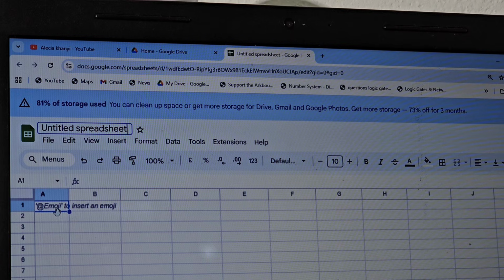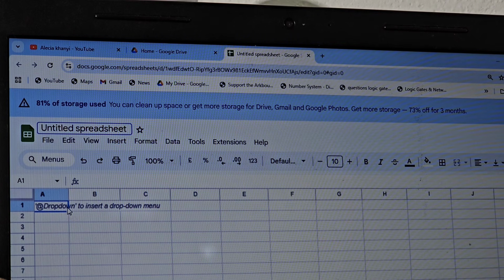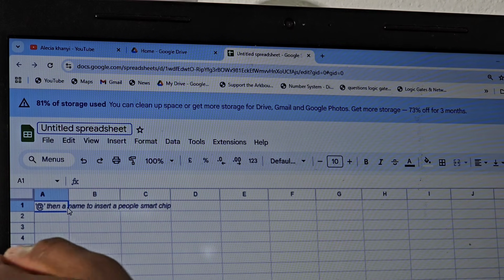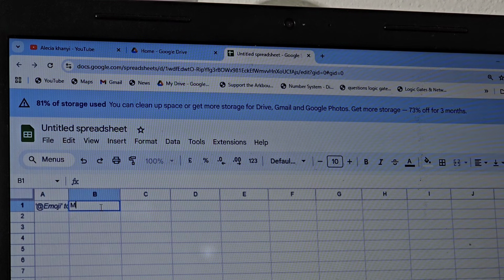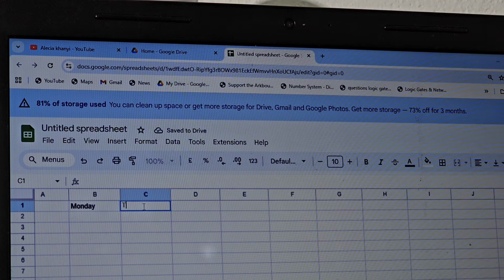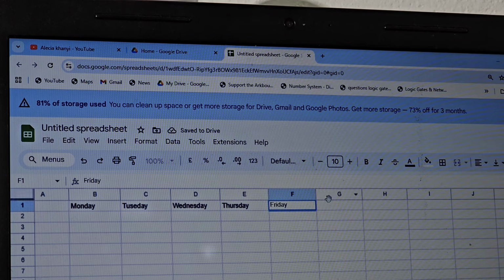So, obviously, the most basic thing that you need to do is getting your days of the week in. That's the most basic thing. Monday, Tuesday, and yeah, school doesn't stop during the weekends, so Saturday and Sunday. Okay, those are your days of the week, right?